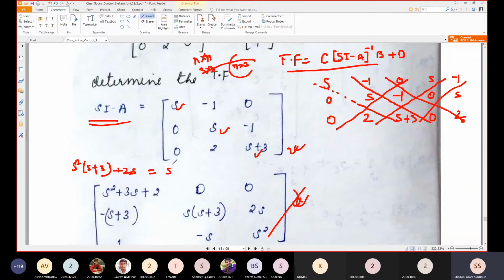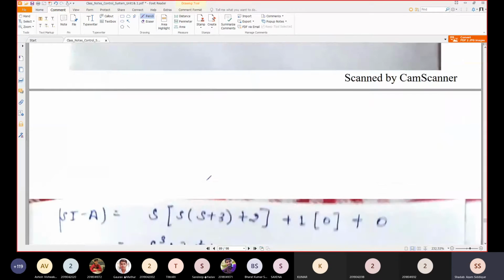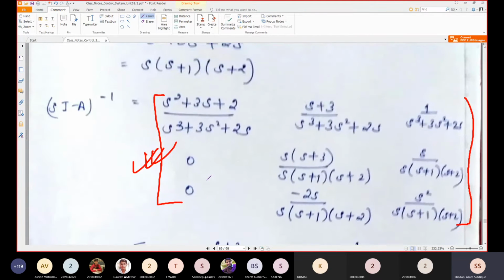So what you are getting is s cube plus 3s square plus 2s. This is the determinant we are getting. Let me check whether our determinant is correct or not. s cube plus 3s square plus 2s. See, this is the determinant we are getting.